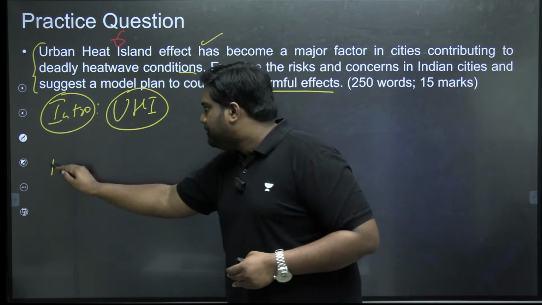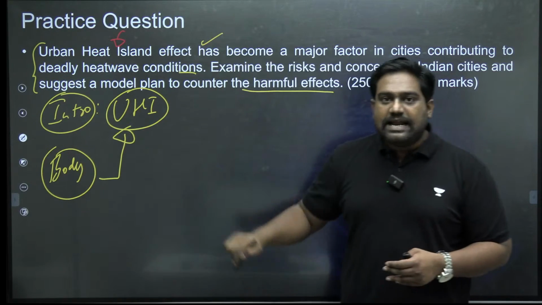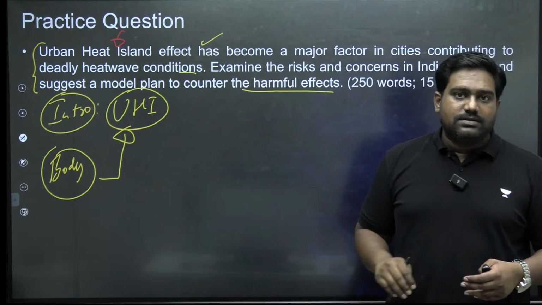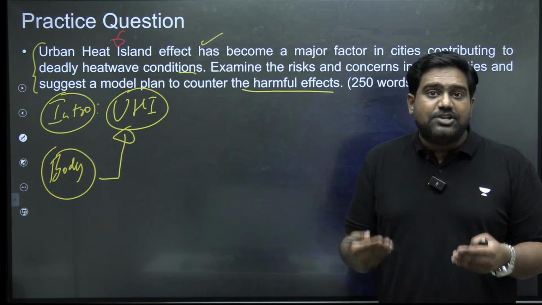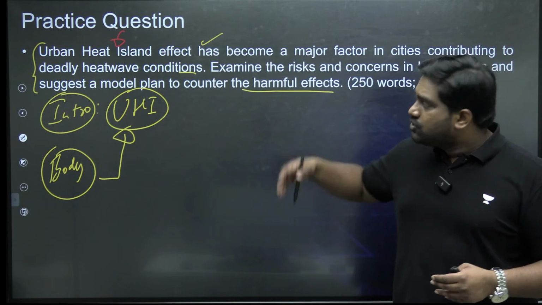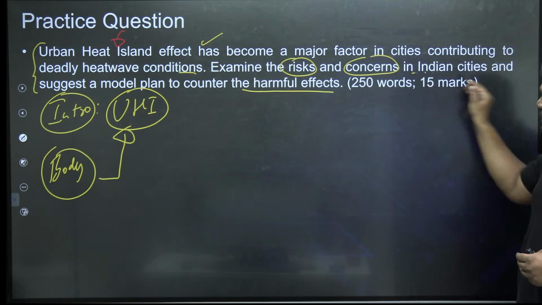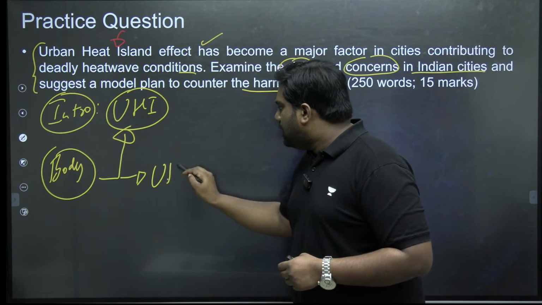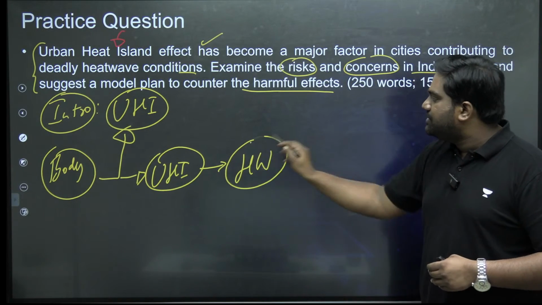Then in the body, you can justify your argument. Whatever stand you have taken in the introduction, where you have agreed with the given open statement, now you can provide the justification. You can substantiate your answer with data, with facts, with evidence. So here you can discuss the risks and concerns specific to Indian cities. Talk about how urban heat island can aggravate the heat wave conditions.